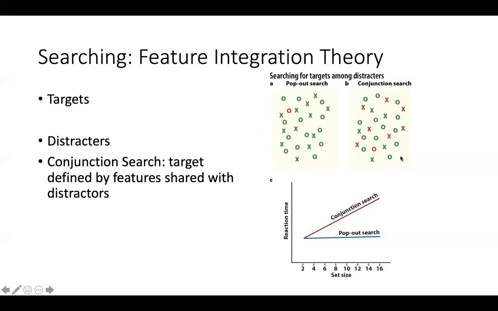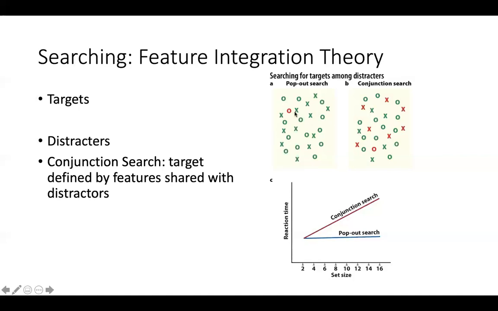But in this one over here, the target doesn't have a single property which is unique to it. What are the two properties that the target shares with the other distractors? Color and shape. Yes, good, you got that one quick. The color red is shared with some of the distractors. For instance, this is the target, the red O, but these other X's are also red. So red is not unique to the target. But the shape of the target is not unique to it either. We have this O here, but we have a whole bunch of green O's as well, which are distractors. So in the conjunction search, the target does not have a property which is completely unique to it. It shares properties with the other distractors.